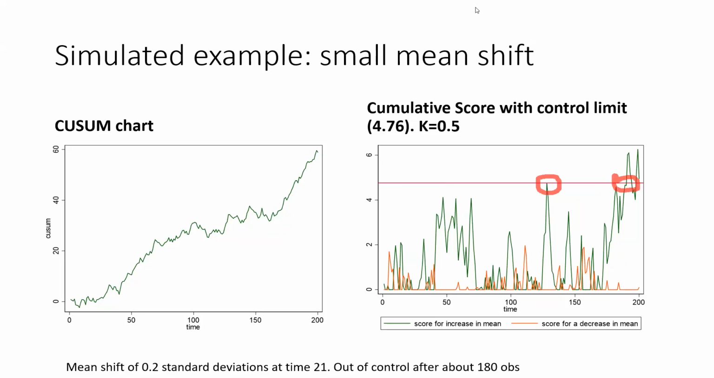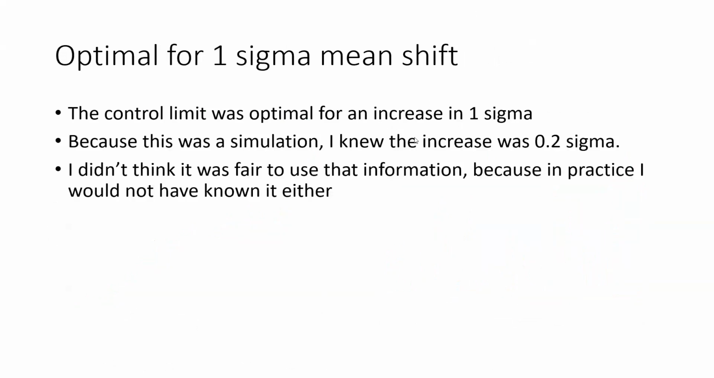But we also didn't use the optimal K, because K is 0.5, which guards against a 1 sigma shift. But we know, because we did the simulation, that the shift was smaller, it was 0.2. And that's the reason why we get the alarm so late. Now, we could say, well, if I know that the shift is 0.2, why don't I construct the control limit such that the test is optimal against a shift of 0.2 sigma? And we will do that in a second.